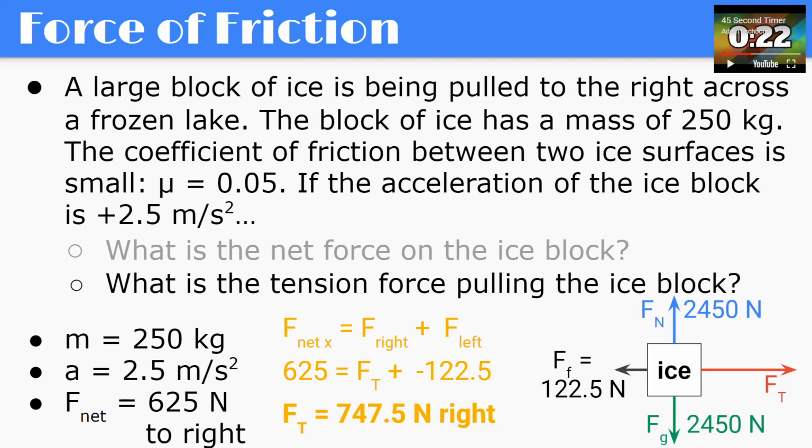747.5 newtons to the right. When I saw this net force, I already knew Ft over here had to be 625 newtons larger than 122.5. So you could do it logically or you can go back to that equation. Either way, you're going to get 747.5 newtons to the right.